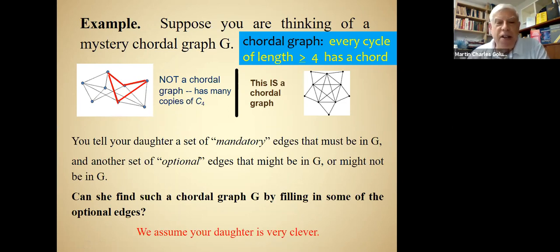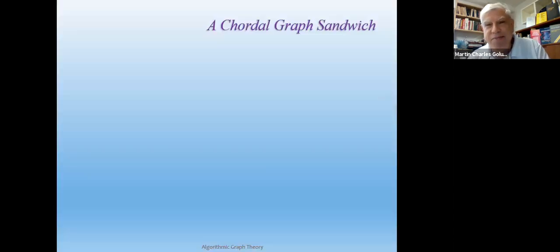So now let's suppose I give my daughter a set of edges that are mandatory to be in my graph G, and another set of edges that are optional that she might add or might not add one by one. Can she find a chordal graph by filling in some of those optional edges? We assume your daughter is very clever.